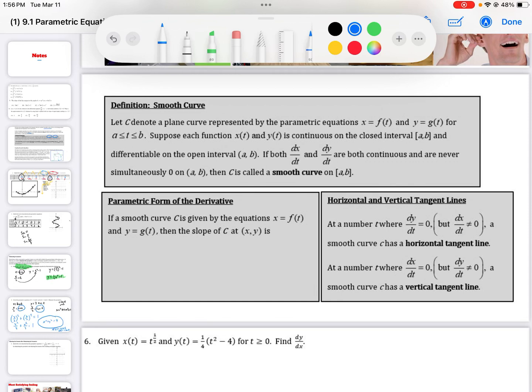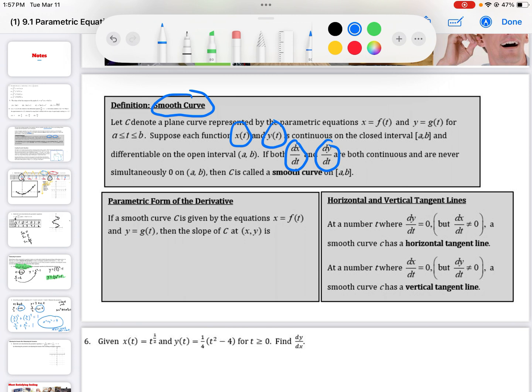All right, this part of the notes, we're going to talk about how to find the derivative of a parametric function. So we need to talk about the definition of a smooth curve. Basically, we have a smooth curve if x of t and y of t are continuous on the closed interval, differentiable on the open interval, and the derivative of each one of them with respect to t are never zero at the same time. Okay, that's the definition of a smooth curve. Not super important, but we use it in the rest of this.